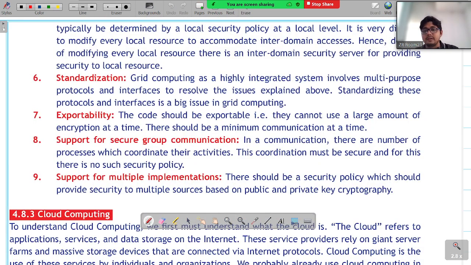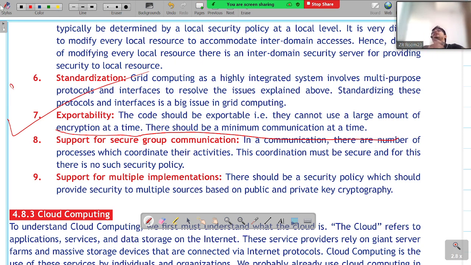Tick mark that fast. Now, exportability: the code should be exportable. They cannot use a large amount of encryption at a time. There can be minimum communication. Now what does it mean? Listen here properly. What are these people telling?